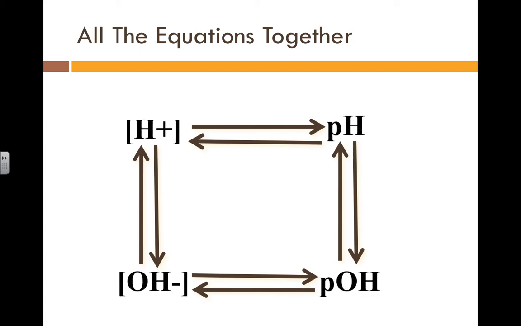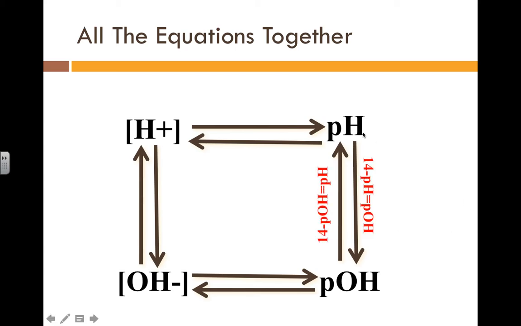Now the good news is that you can solve, kind of go around our box in a variety of different ways. Again, this is the same box that we saw before. We can go from H+ to pH, pH to pOH, pOH to OH- to H+ if we want to go clockwise around the circle. We can also go counterclockwise, and we can solve in any version or any way we want for these.